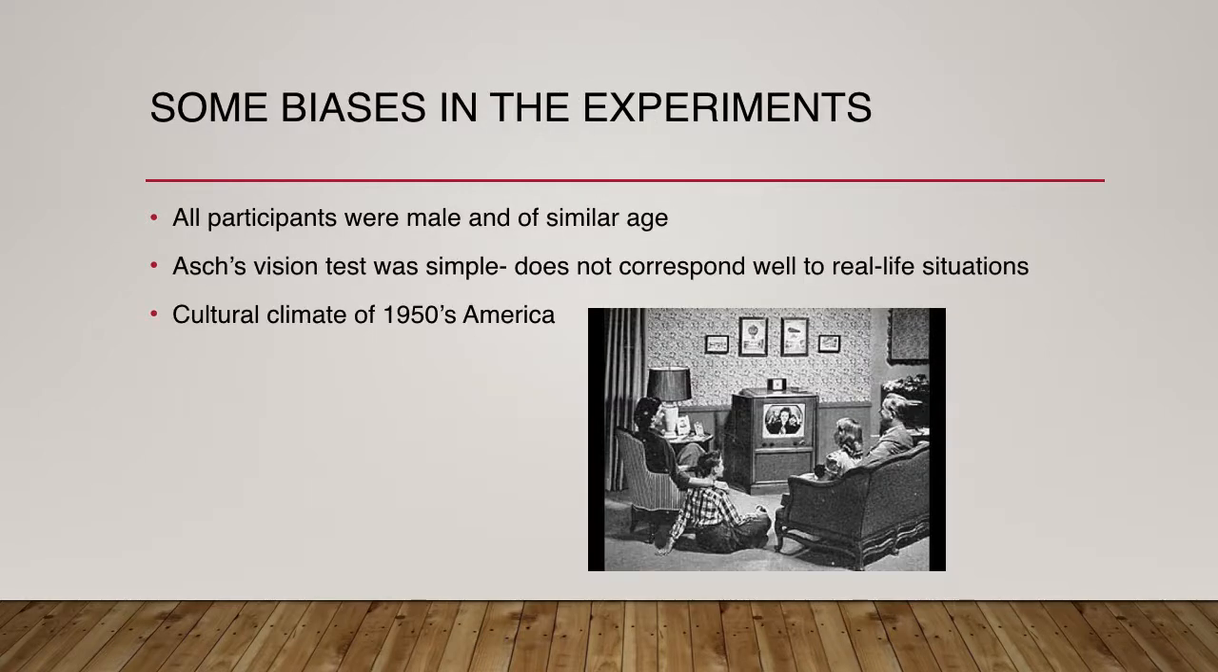There were some biases in this experiment. All the participants used were male and of approximately the same age. Scientists have also pointed out that the test Asch used was incredibly simple, and easy tests such as this vision test are not often encountered in real life situations. Other scientists have voiced the opinion that the experiments and their findings could be related to the cultural climate of the 1950s, where most of the United States was conservative and expected to conform to quote unquote normal behaviors. Despite these criticisms and possible biases, the experiments still bring up examples of conformity in our society.